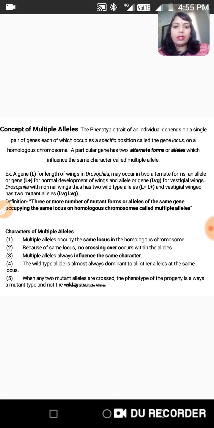So whatever trait, whatever character is there, like skin coloration, hair texture, as well as color of the pupils, color of the eyes, right? This character is reflected by a specific pair of genes, and that specific pair of genes is always present on the same locus on a homologous chromosome.